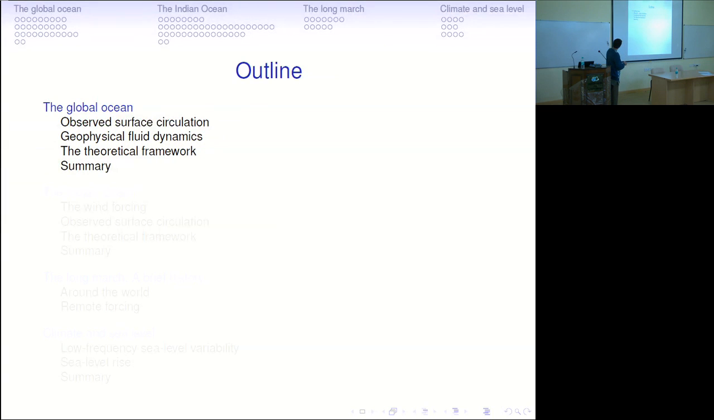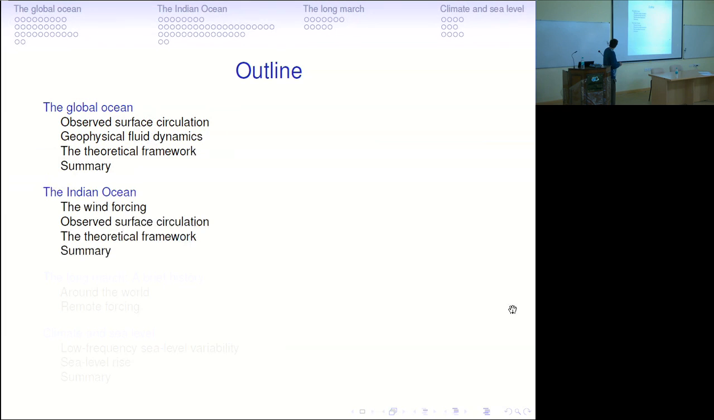So we look at the observed surface circulation, we look at what's called geophysical fluid dynamics. We'll take a quick tour through that. We look at the theory that's been developed to explain what we see in the world oceans, and then I'll summarize that. Then we go to the Indian Ocean. We look at the forcing for changes in the Indian Ocean that's coming from the wind. We look at the surface circulation in this region. Then look at the theory that explains it, and we'll summarize it.